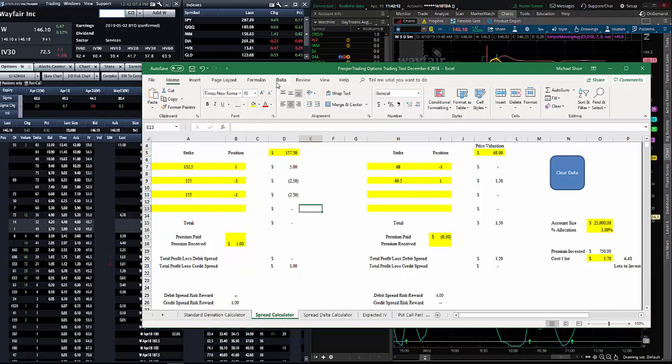But now what's the problem? Well, we go up to 158.50. Now we have a $6 call that's in the money. We have two 155 calls that are $3.50 each against us. So we lose $1 here, and we get to keep $1 here. That's our break-even price.